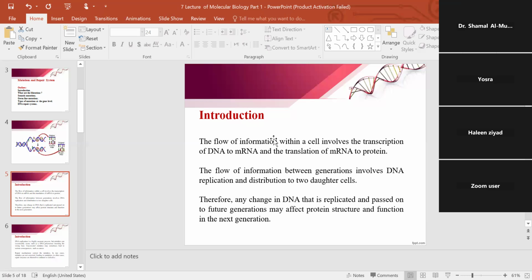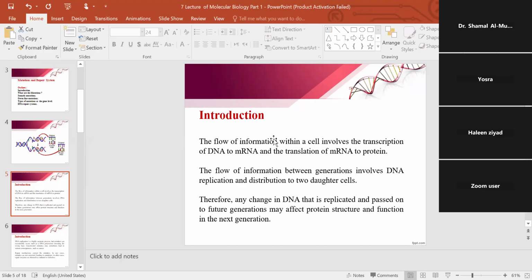The flow of information between generations involves DNA replication and distribution to two daughter cells. I mean here, if anything happens in the translation, maybe this wrong is passed to the two daughter cells during cell division.